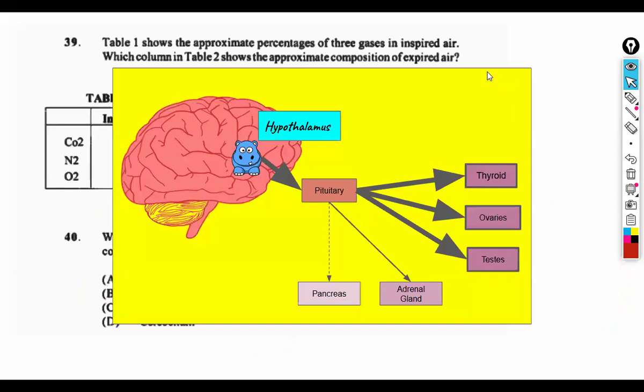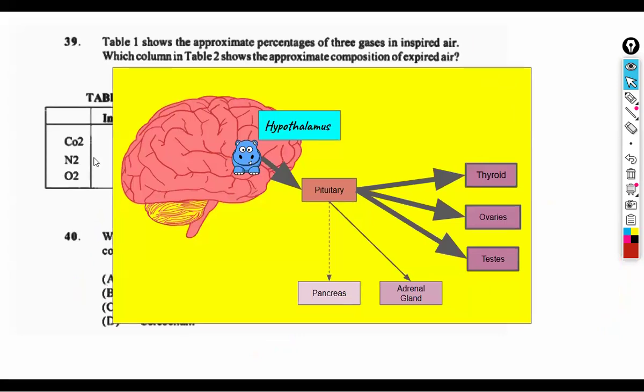Right. This is a little diagram to show what's going on, right? I put a hippopotamus, because the word resembles the word hippopotamus. I just do it for fun, right? So the hypothalamus actually controls the pituitary gland, right? He's like the boss of the pituitary gland.